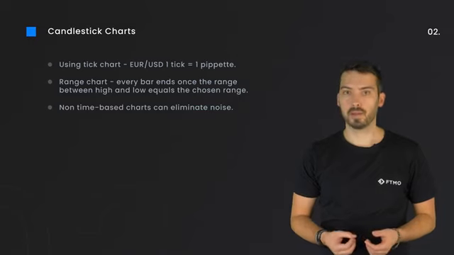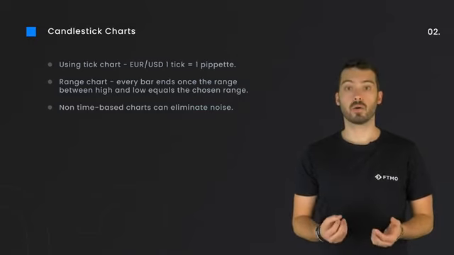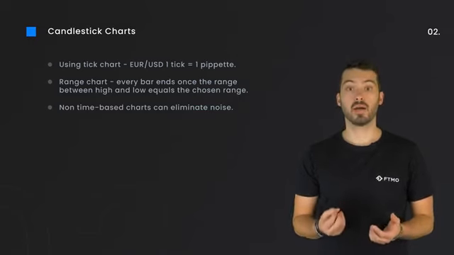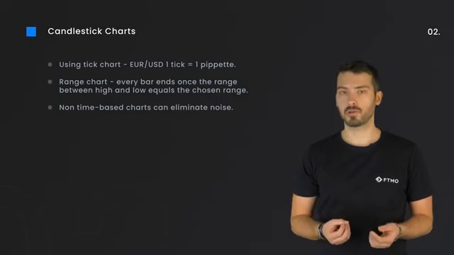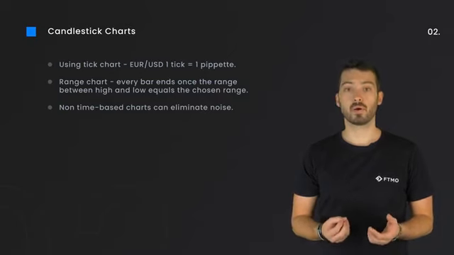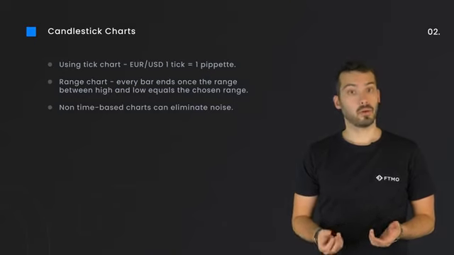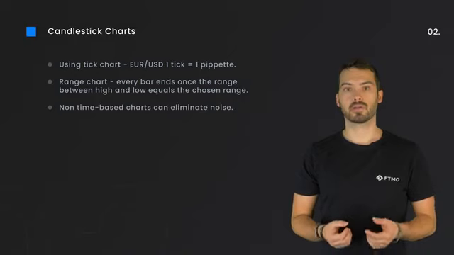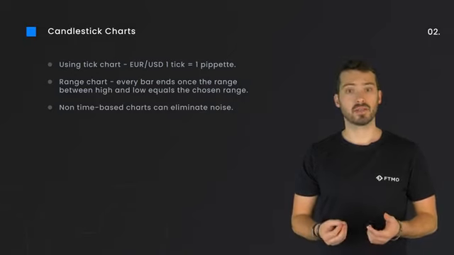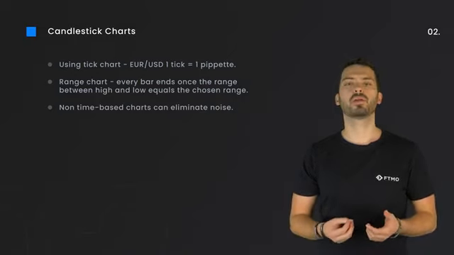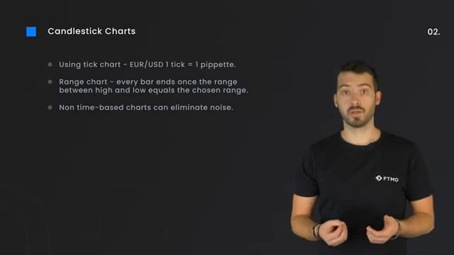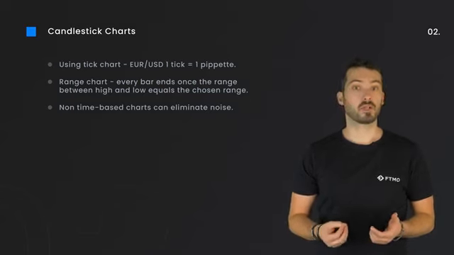0.00001 or 1 pipette. In a range bar, every bar will end once the range between its high and low equals the chosen range. This means that every bar will have the same bar range and will close either at its high or low. Using range or tick charts can eliminate noise and display trends in a much cleaner picture, as you will get rid of the time periods when markets are not moving and staying range bound.